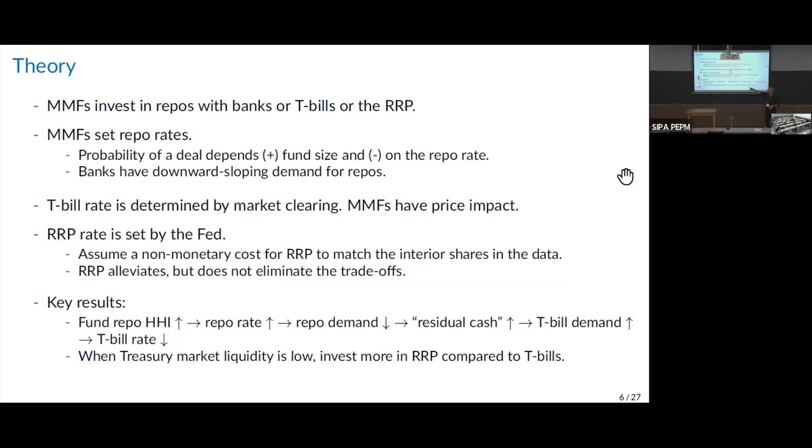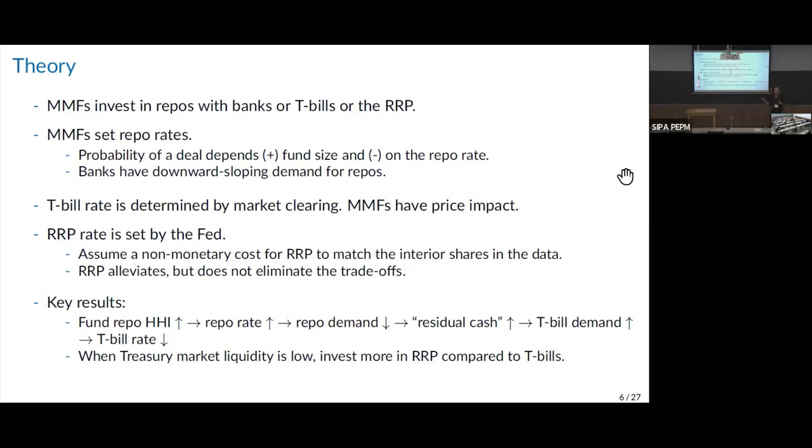But there will be a chain reaction of things that are happening, which really looks like a great story for it. And this is what we're going to use as an analysis. So if the repo market is concentrated, if the fund repo HHI is higher, we're going to have higher repo rates. It's going to be a concentrated market.